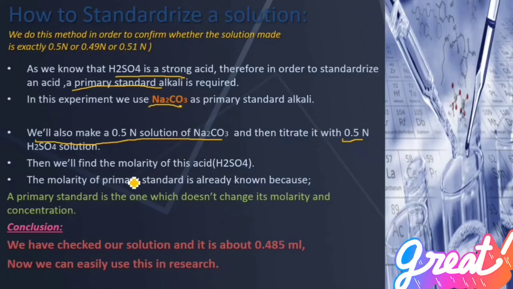The molarity of the primary standard is already known because the primary standard is the one which does not change its molarity and concentration. So we do this method to confirm whether our solution made is exactly 0.5 normal, or 0.49 normal, or 0.51 normal. By titrating or standardizing the solution, we check our solution and find it is about 0.85 normal, which is very close to 0.5 normal. Now we can easily use this in research. So this is the method of how to standardize a solution.